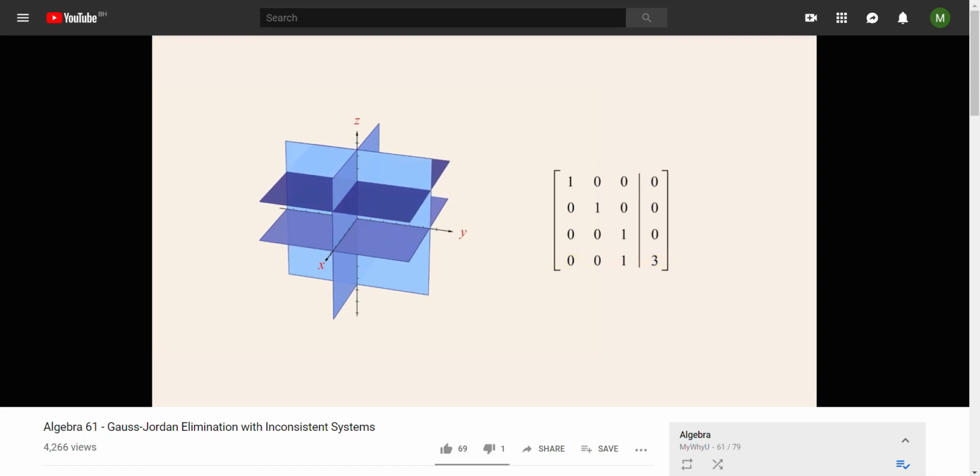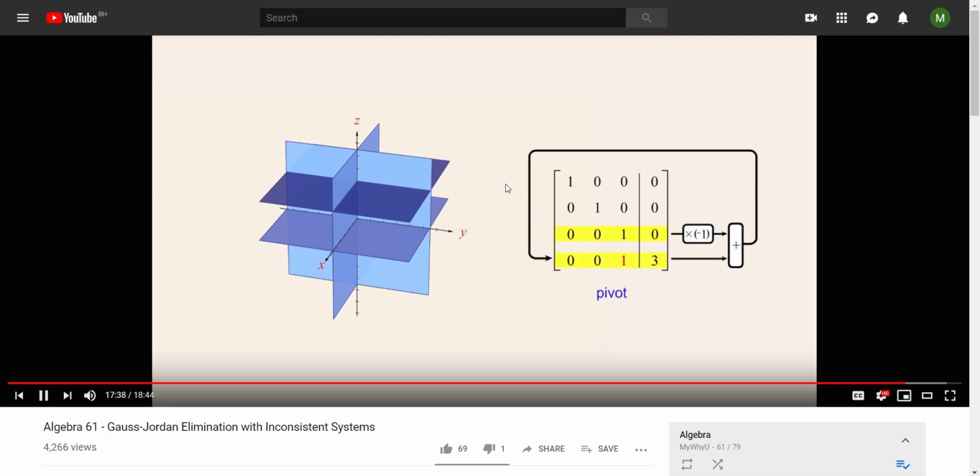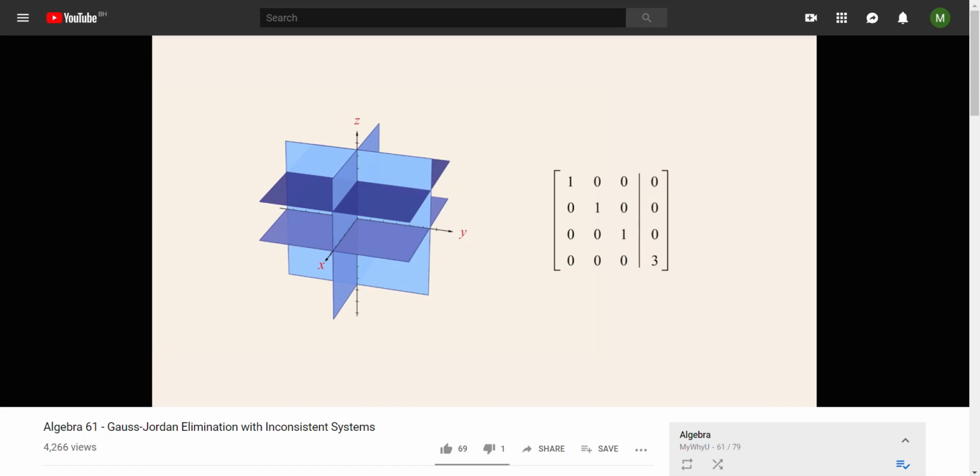Since plane 4 is now parallel to the x and y axes, it has become horizontal, so planes 3 and 4 are parallel. Gauss-Jordan elimination produces a row containing all zero coefficient entries and a non-zero constant entry when a pivot acts on two matrix rows corresponding to parallel planes, indicating an inconsistent system.